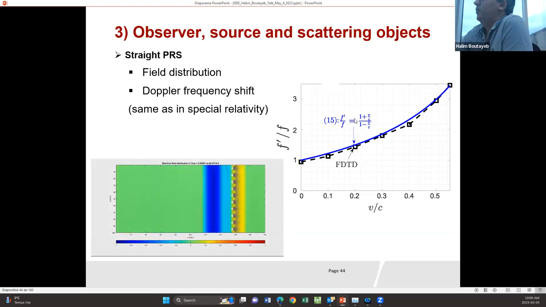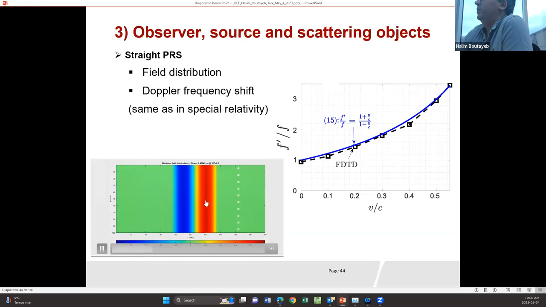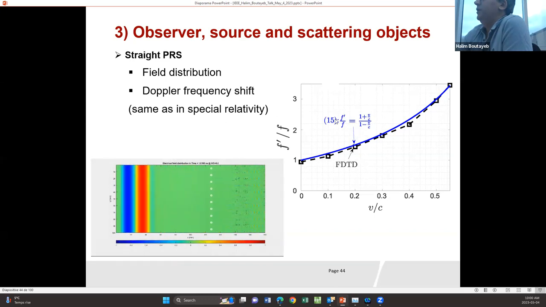This formula is well known in classical wave theory. And the special theory of relativity actually gives the same formula for the moving mirror. So here we don't need to make any change or modification to get the relativistic formula.